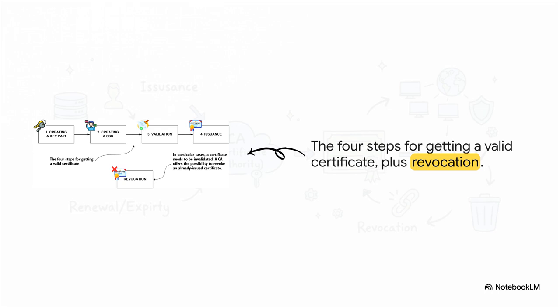This entire end-to-end lifecycle is exactly what governs that little reassuring padlock icon you see up in your browser's address bar. But there is also a fifth, slightly less happy possibility hovering down at the bottom there, and that's revocation. That is the administrative headache that happens when a certificate needs to be invalidated way before it naturally expires. We're going to cover every single one of these steps today.